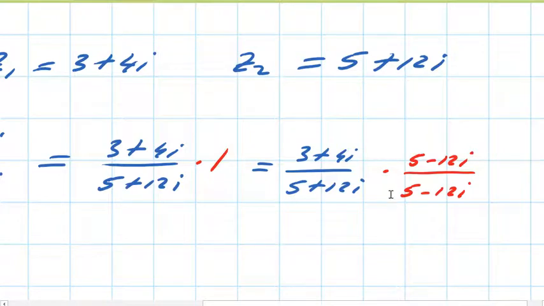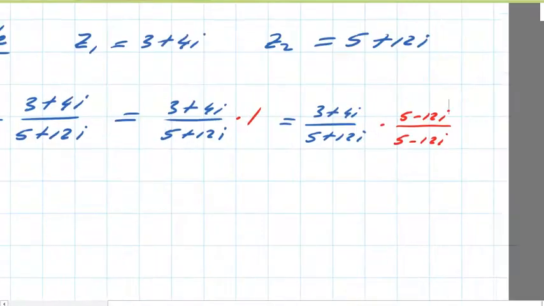Because when these multiply out, the i's always cancel. If you multiply a number by its conjugate, the i's will always cancel. And that's the key step here. And that gets rid of the problem we have, which is the i below the line. So watch how this happens.